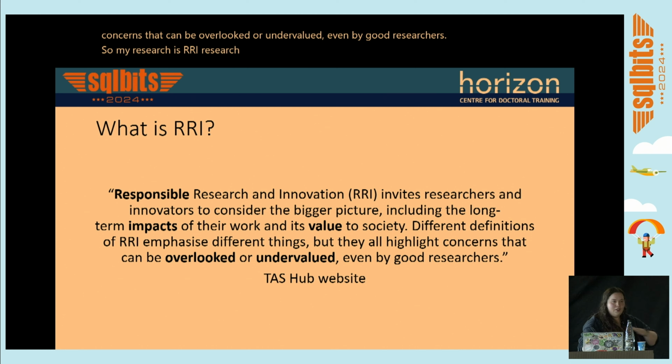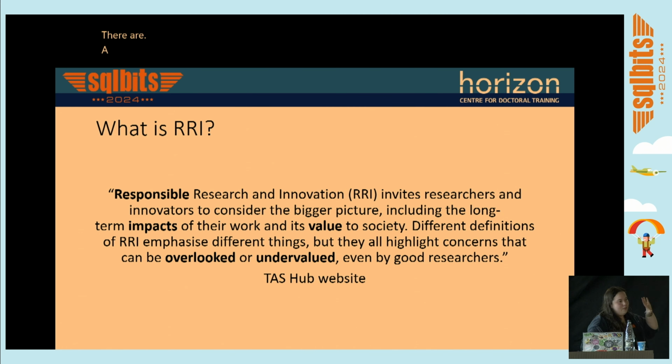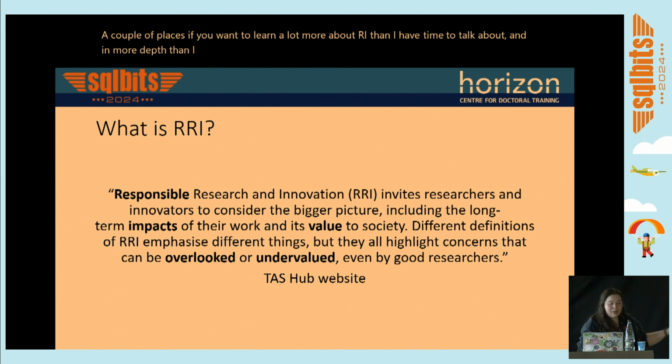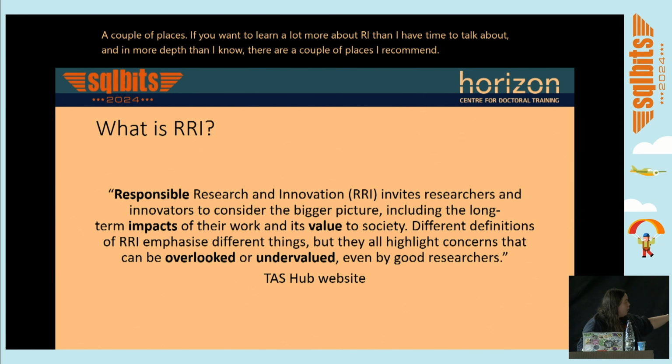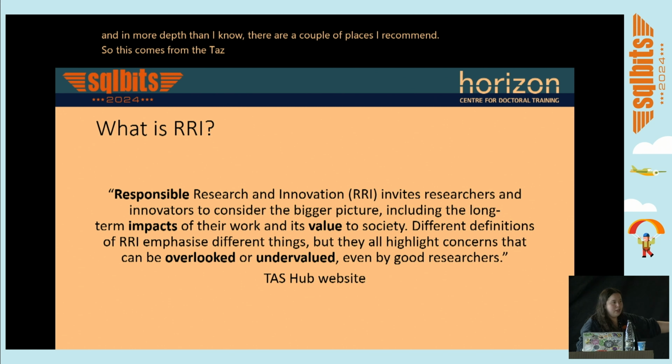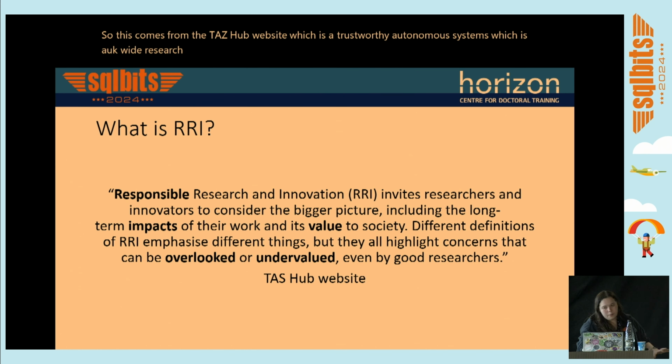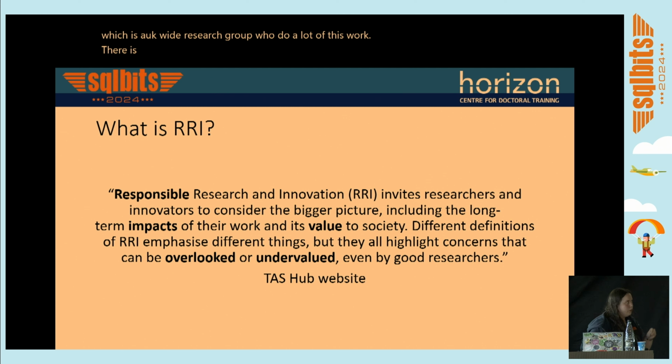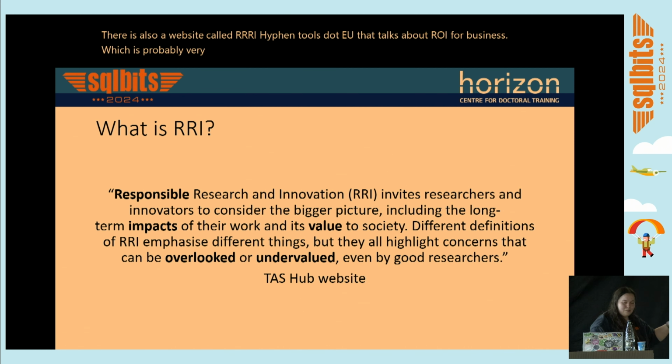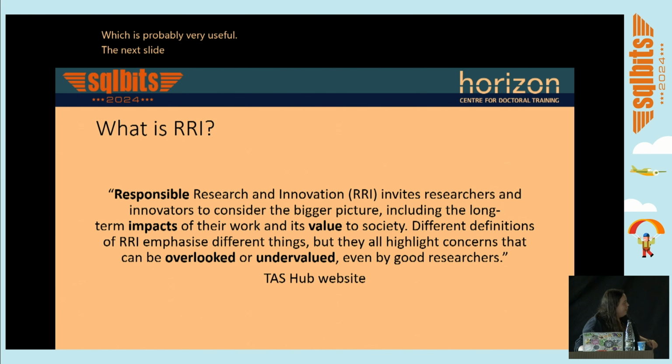So my research is RRI research. When I look at accessibility, I do it from this lens. This is currently a category of research. If you want to learn a lot more about RRI than I have time to talk about, and in more depth than I know, there are a couple of places I recommend. This comes from the TAS Hub website, the Trustworthy Autonomous Systems hub, which is a UK-wide research group who do a lot of this work. There is also a website called RRI-tools.eu that talks about RRI for business, which is probably very useful. The next slide I have borrowed from one of their decks.